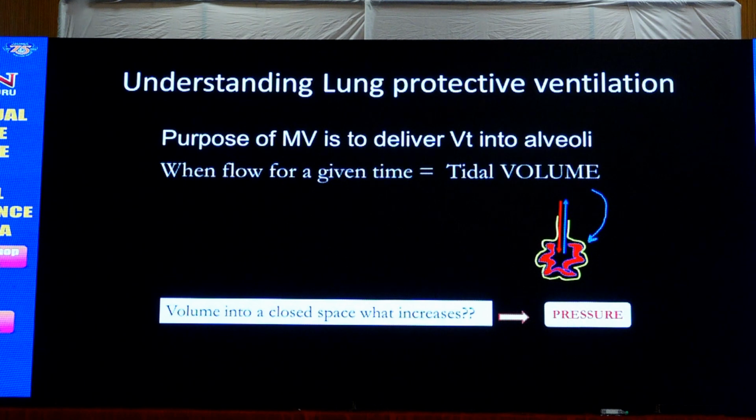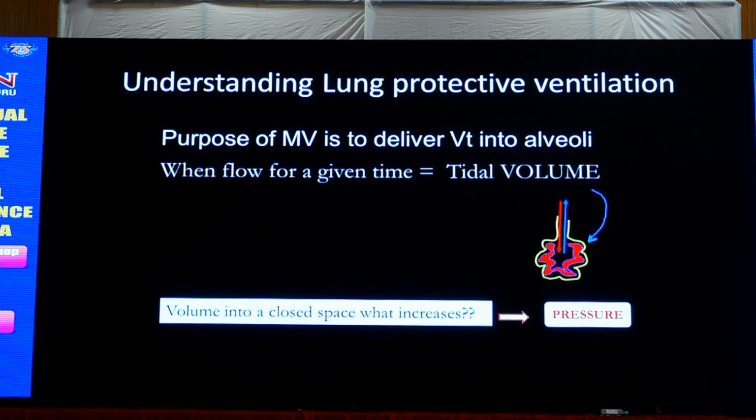So there are three components that I have introduced now. One, there is a flow. Flow for a given time is volume. And volume in a closed space is pressure. Those are the three components that, when we plot against time, are called scalars. If I directly tell you there is a flow scalar, a volume scalar, you will think, where did it come from? So this is the science behind it.